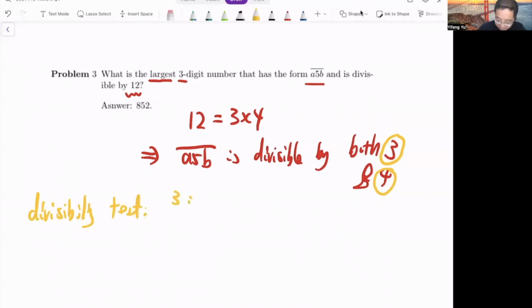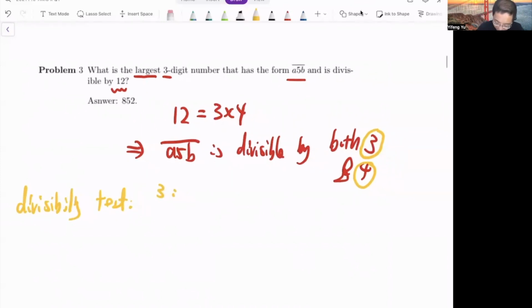For 3, in order to tell whether a number is divisible by 3, we have a shortcut. That's the so-called divisibility test. The shortcut says all we need to do is look at the sum of digits. A number is divisible by 3 if and only if the sum of digits is divisible by 3.